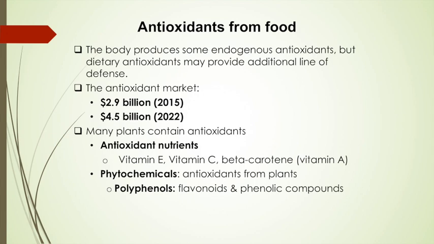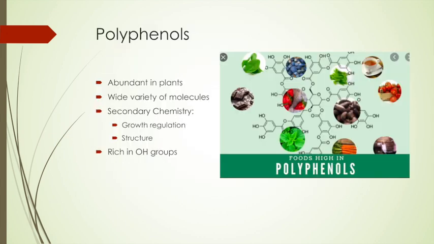In addition to vitamins like vitamins E, C, and A, which have shown remarkable antioxidant properties in the lab, there are many plant-based chemicals called phytochemicals that exhibit similar antioxidant properties. The phytochemicals that exhibit the greatest antioxidant activity in the lab are polyphenols.